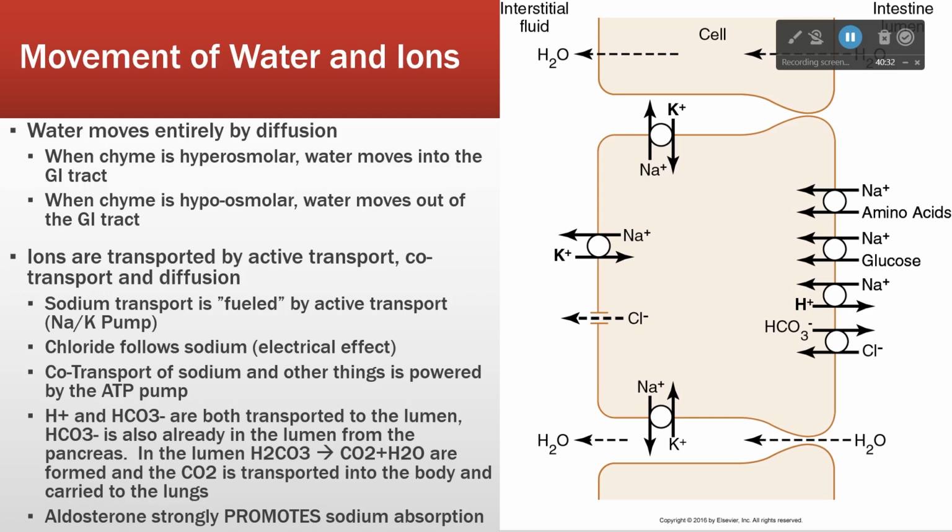Ions, we're always talking about ions in this class, right? Ions are moved by active transport, co-transport, or diffusion. So there's a mixture. Yes, we have the sodium-potassium pump doing its usual thing. Now, importantly, for the digestive tract, the sodium-potassium pump is keeping the sodium concentration in these cells low, which sets us up for co-transport, like we saw in the kidney, right? Same idea, where sodium falling down its concentration gradient can move amino acids up its concentration gradient. Same here, sodium moving down moves glucose up.